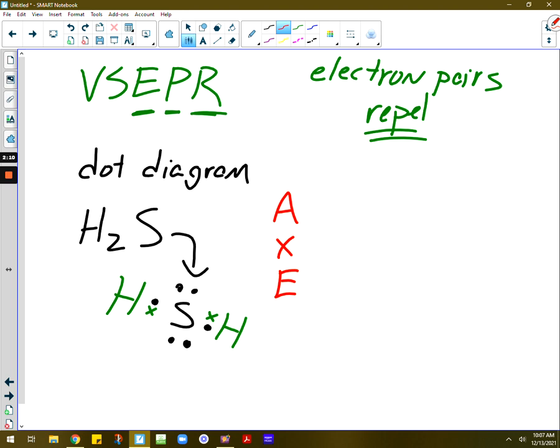A is your central atom. My central atom here is my sulfur. Okay? I'm looking at the shape around that atom right there. X has to do with how many total branches I have. Okay?